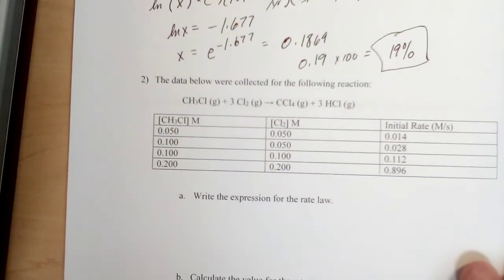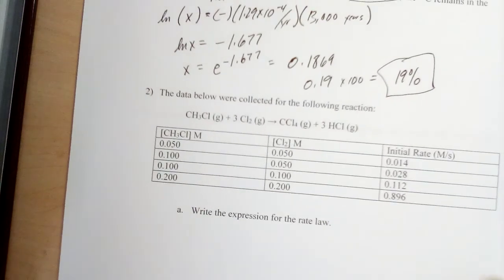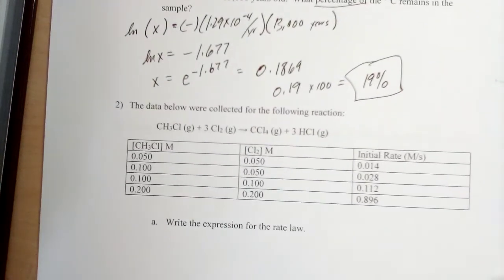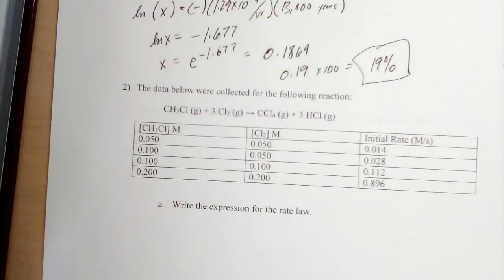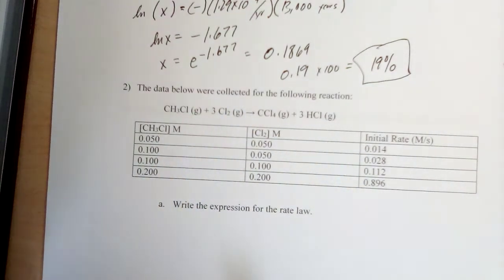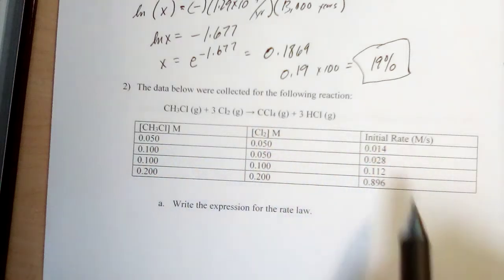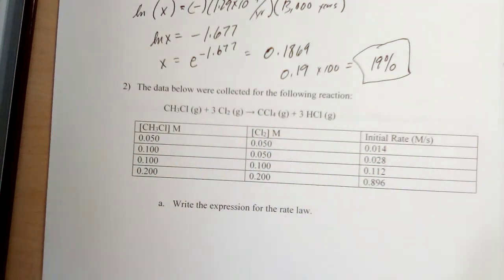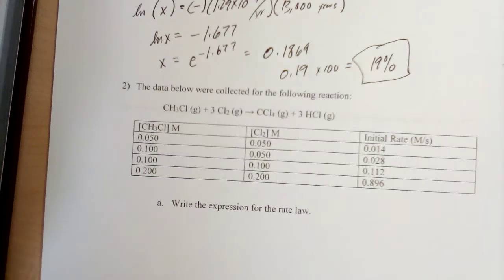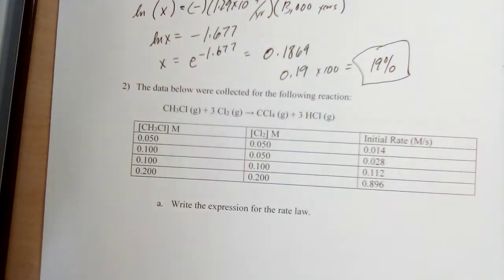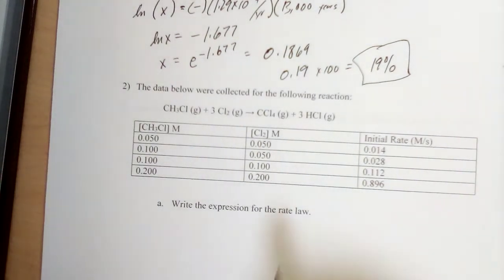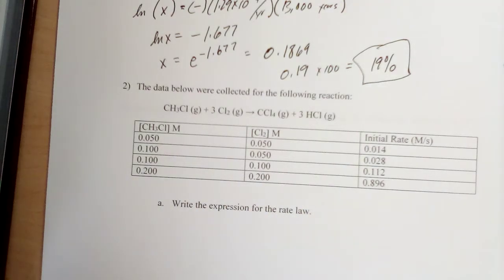So moving on to the second question here. We've got a table of data. Data below were collected for the following reaction. So we're given the reaction, and we've got a nice table of data. Hopefully you recognize this as the data we would use to figure out the rate law for a reaction, right? That is exactly what part A here asks for, the expression for the rate law.